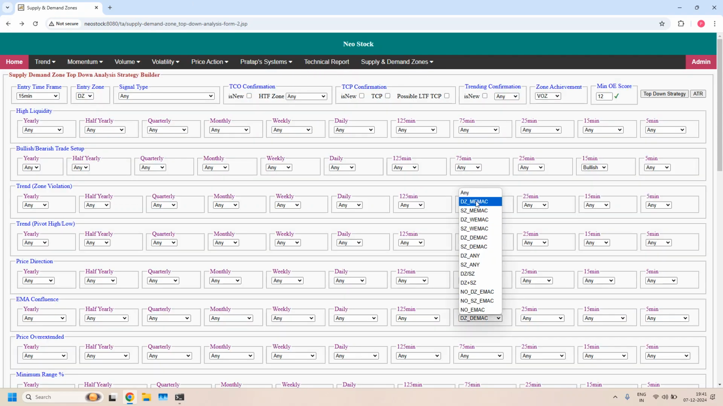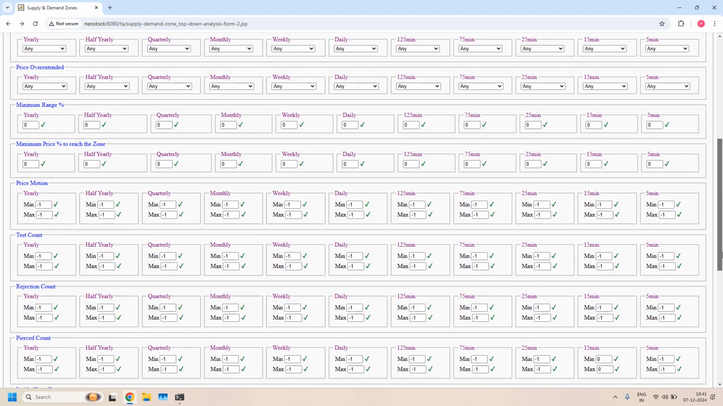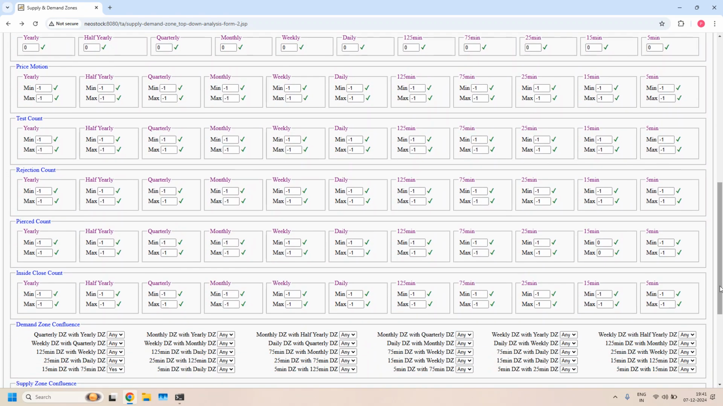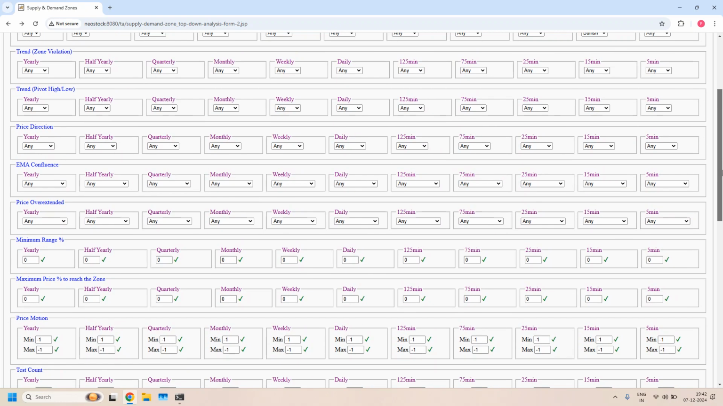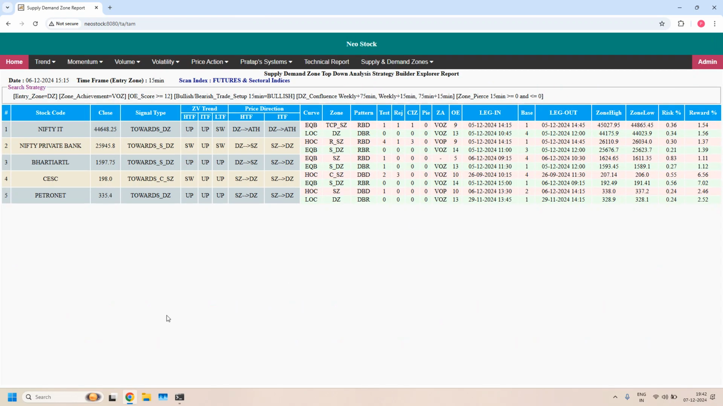I am removing this EMA filter. So in the demand zone confluence, we need to set 3 filters. One filter is already enabled, that is 15 minutes demand zone with 75 minutes demand zone confluence. Second filter is 15 minutes demand zone confluence with weekly demand zone, and 75 minutes demand zone confluence with weekly demand zone. With all the 3 filters, LTF, ITF, HTF demand zone confluence, we got 5 stocks.